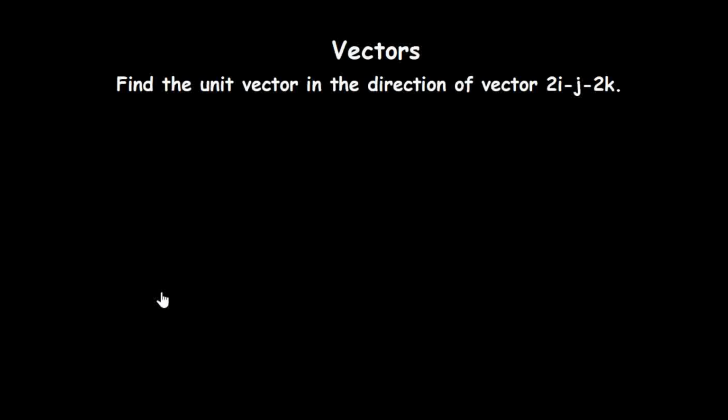In this question, you have to find the unit vector in the direction of the vector 2i minus j minus 2k. To find the unit vector, you can use the formula: unit vector equals the vector u divided by the magnitude of the vector. You can use this formula to find the unit vector in the direction of this vector. So you know that the vector u equals 2i minus j minus 2k.